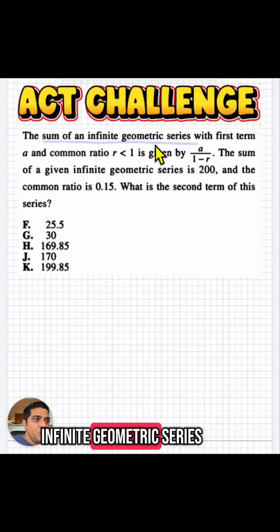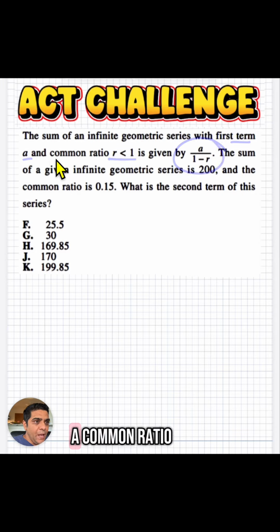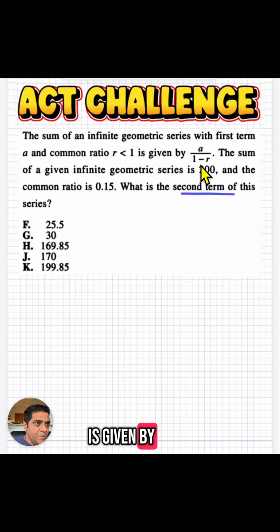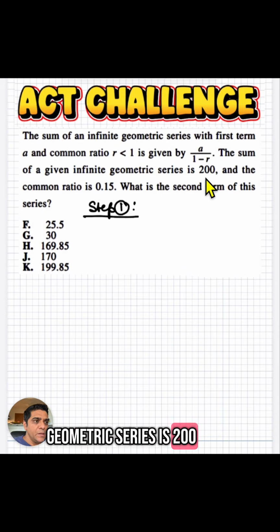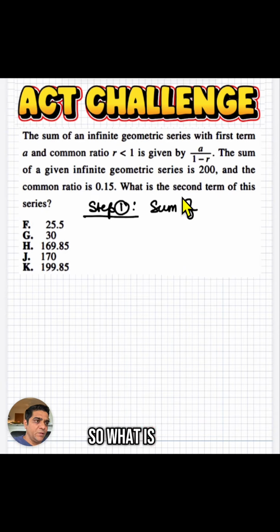The sum of an infinite geometric series with first term a and common ratio r, where r is less than 1, is given by this formula. So the sum of a particular infinite geometric series is 200 and the common ratio is 0.15. So what is the second term?